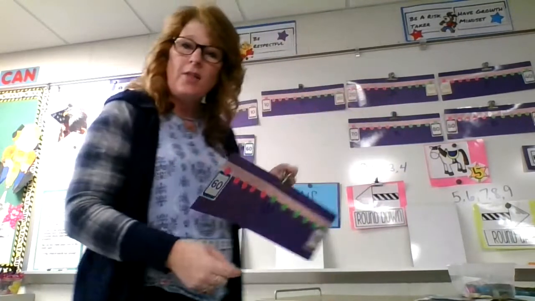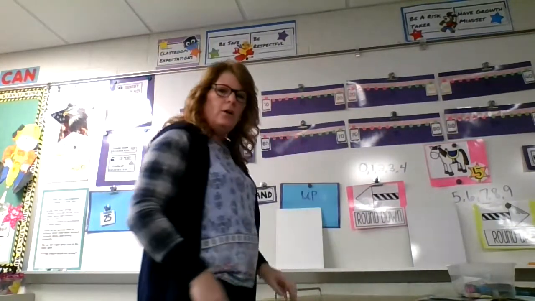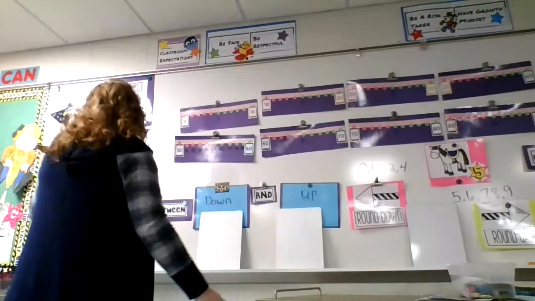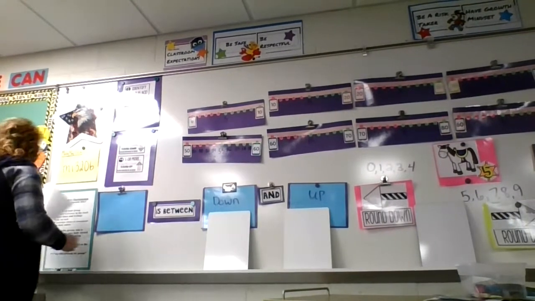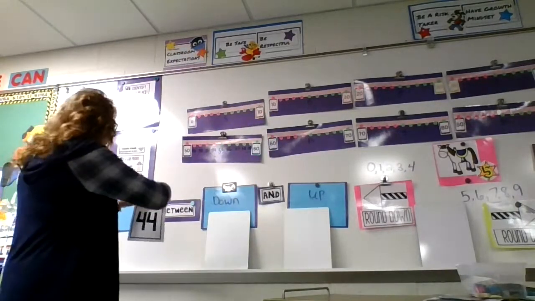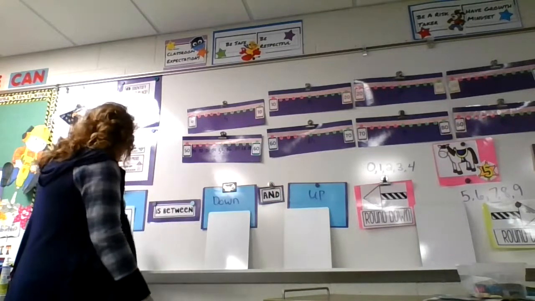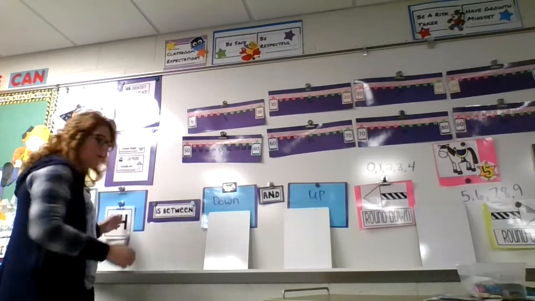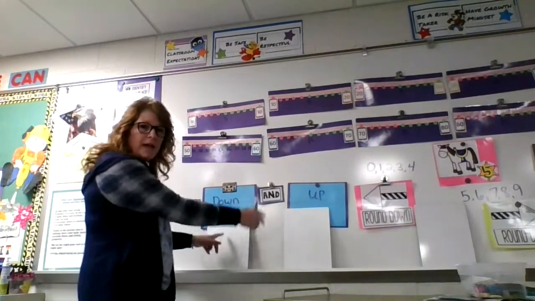All right, so now that we understand where numbers fall on a number chart, then we can learn how to round really easily. So let's say we're going to use the number 44. All right, so our number is 44. We start working our way through these questions. The first question is, 44 is between what two tens?